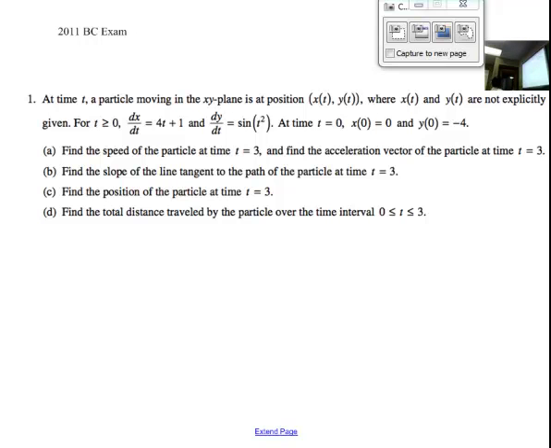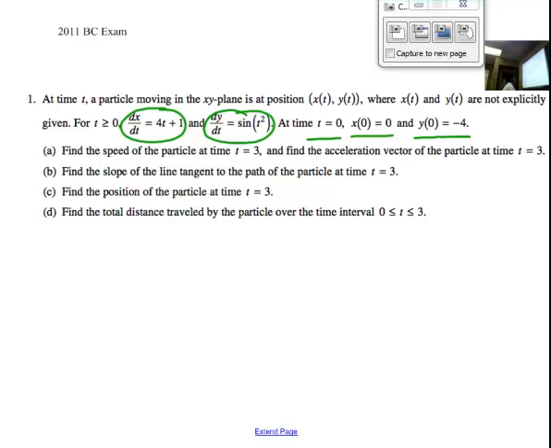So take a second to read this problem. It gives us dx dt and dy dt for a position. We know that at time equals 0, our x position is 0, our y position is -4. It says find the speed of the particle at time t equals 3 and find the acceleration vector of the particle at time t equals 3.